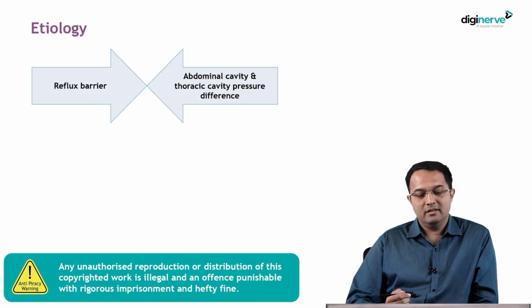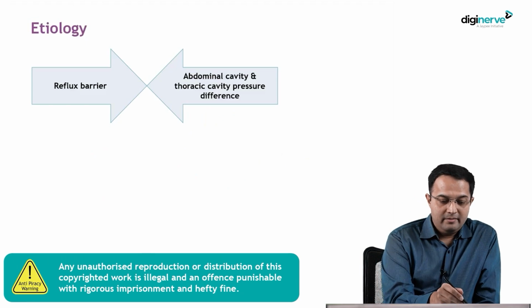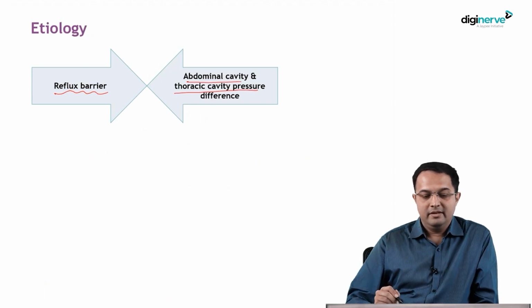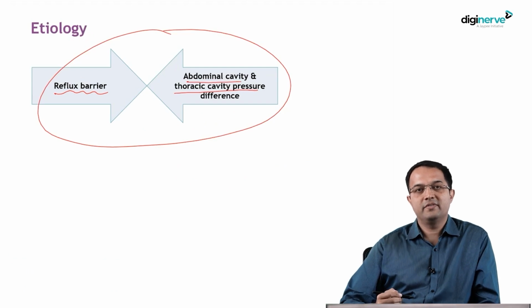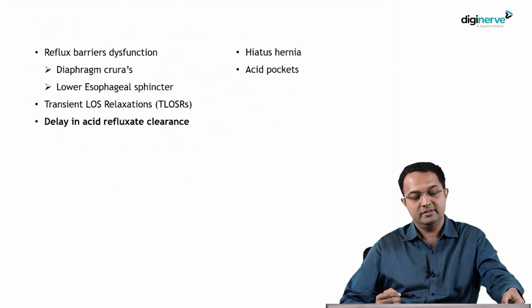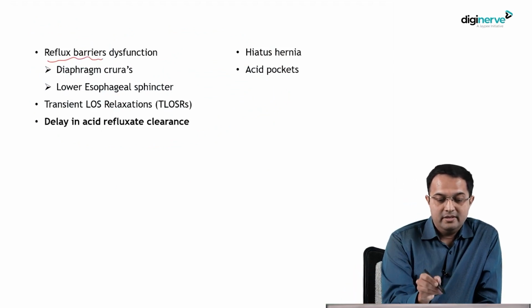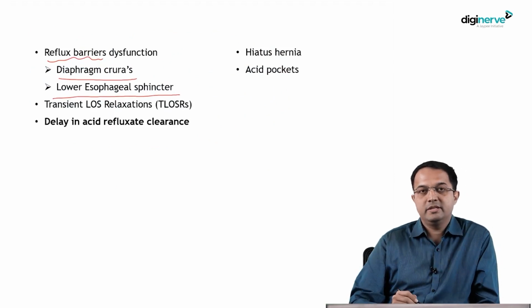So what is the etiology? Generally the reflux is avoided because of the reflux barrier, and also because there is a pressure difference between the abdominal cavity and the thoracic cavity. If this is disrupted, then the patient may have gastroesophageal reflux disease. So what are the reflux barriers? One is the diaphragmatic crura, and then there is the lower esophageal sphincter.